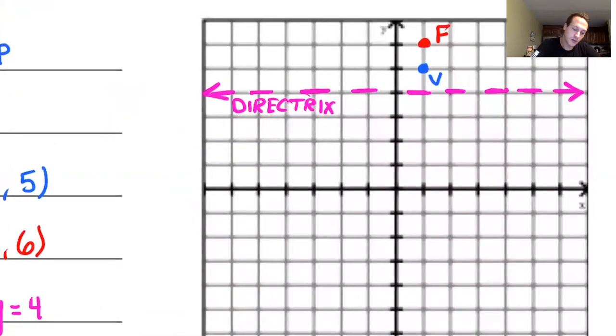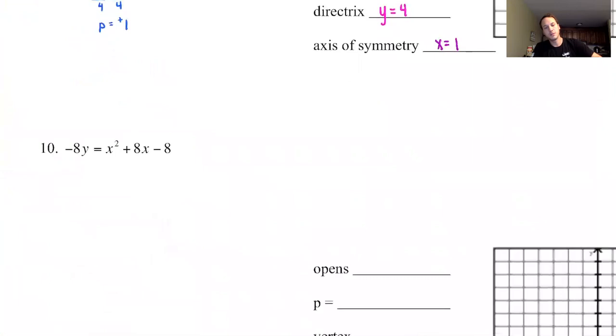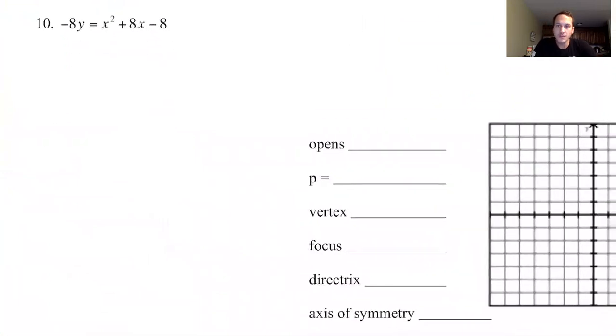I have to finish the graph. In order to finish the graph, we said we go 2p units to the left, 2p units to the right of your focus. So 1, 2, 1, 2, and then I connect. There's my parabola. Okay, last problem. Same as always, I'm going to be a little bit quieter. I'm going to let you guys try this one. Remember, we're going to complete the square.